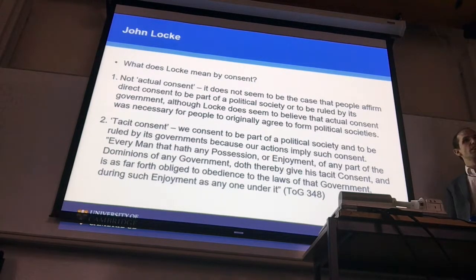So whilst Locke does seem to think that actual consent is how we form political societies in the first place, he certainly does not take the view that it is actual consent that holds political societies together and gives individuals the obligation to obey governments. Instead, he appeals to this notion of tacit consent. Tacit consent does not mean that you have expressed any particular willingness to go along with something, but merely that your actions imply that you have done so.